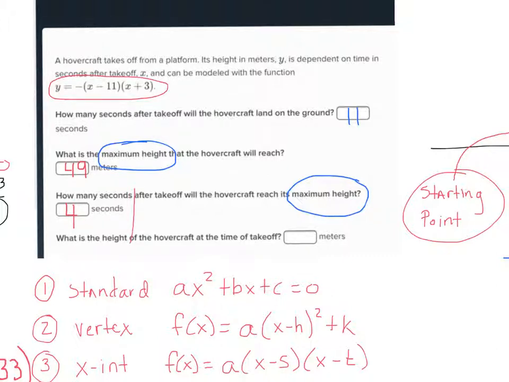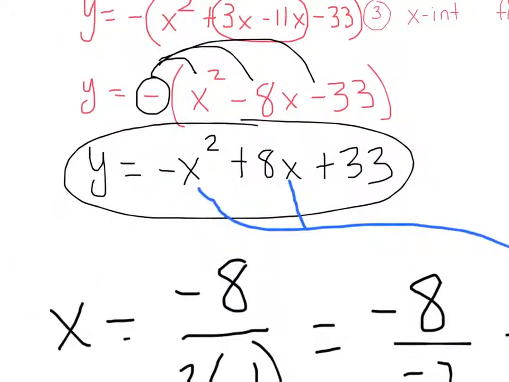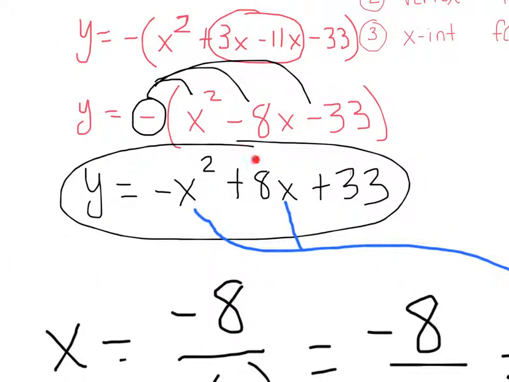Now the last question says, what is the height of the hovercraft at the time of takeoff? So what's the starting point? Now in math, the starting point is the y-intercept. So let's go back to our function in standard form. Here's our function in standard form. What is the y-intercept just by looking at the function?